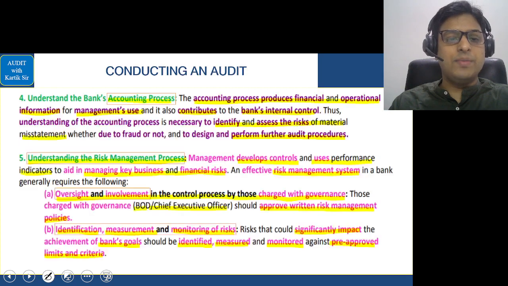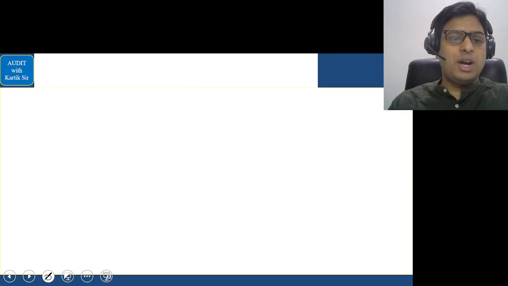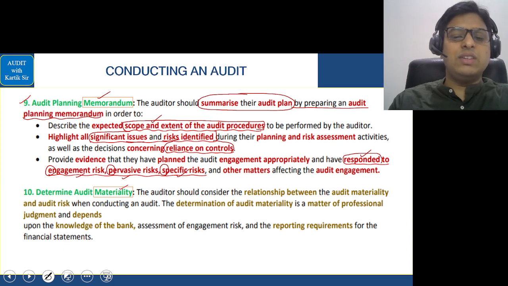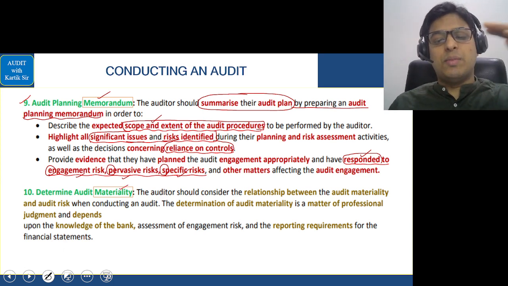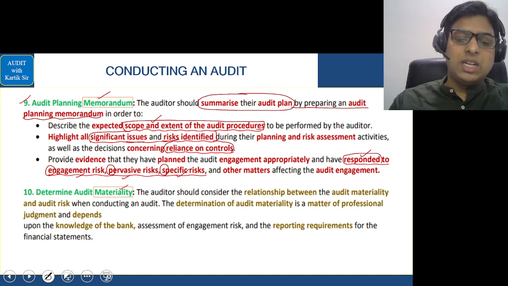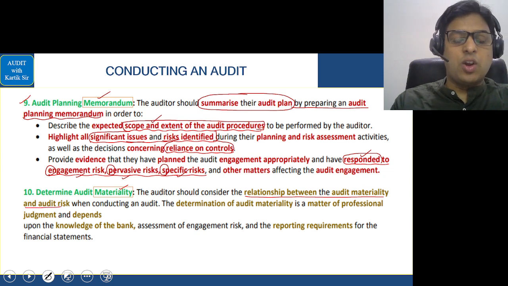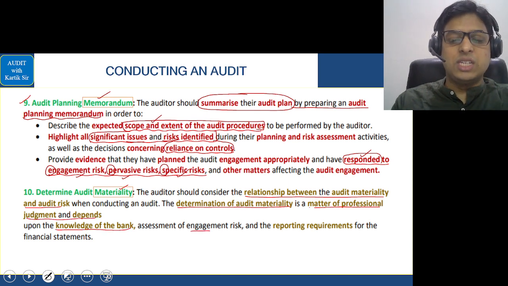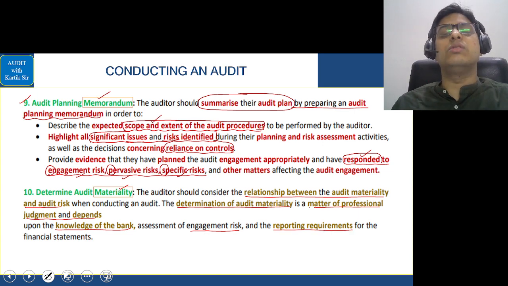That is materiality. Now let's go to this part. Everyone do the marking with me. See materiality first. While doing the audit, of course, the auditor has to set the materiality benchmark depending on the risk. The auditor should consider the relationship between audit materiality and audit risk when conducting an audit. The determination of audit materiality is a matter of professional judgment and depends upon the knowledge of the bank, assessment of the engagement risk, and the reporting requirements for the financial statements. So the auditor should determine the materiality.